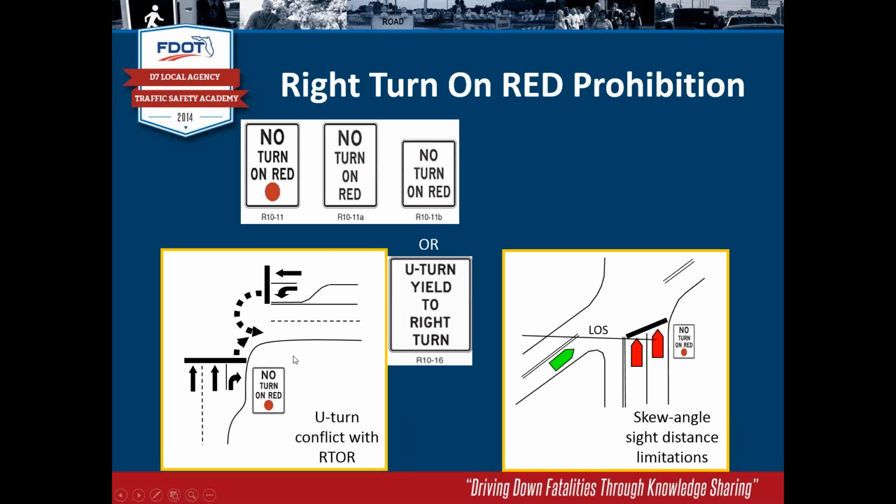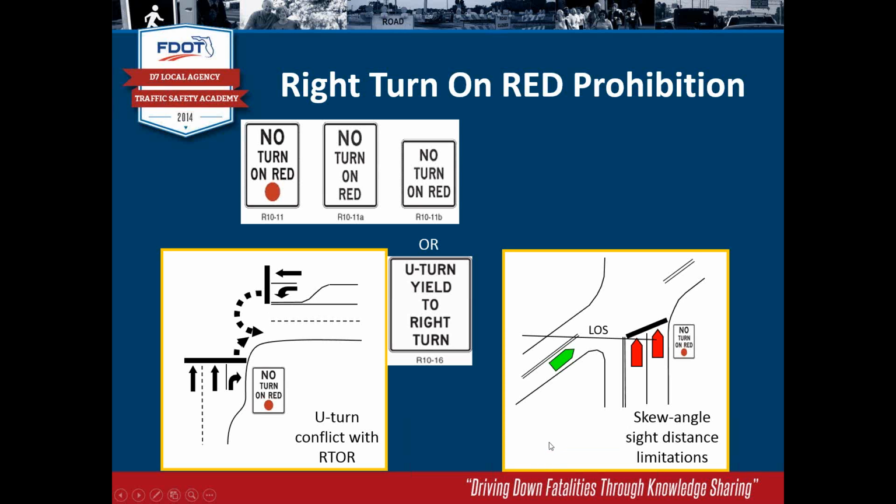So it's something that you would definitely want to consider in that type of operation where you have heavy right turns and they're operating on a green arrow at the same time this left turn has a green arrow. You want to either prohibit the U-turns or make sure you install this sign to let people know that the U-turn has to yield to the heavy right turn that also has a green arrow.